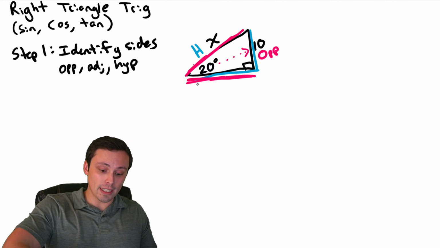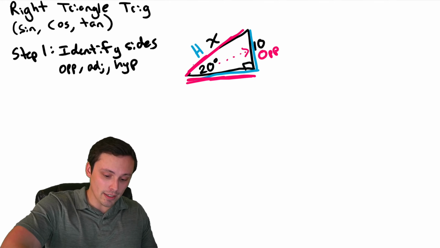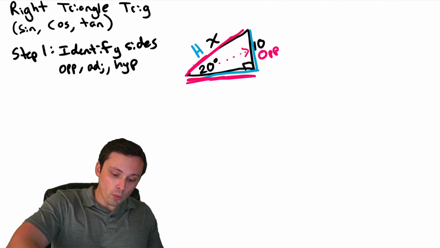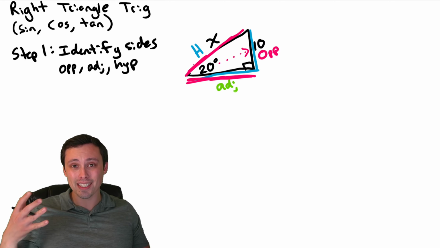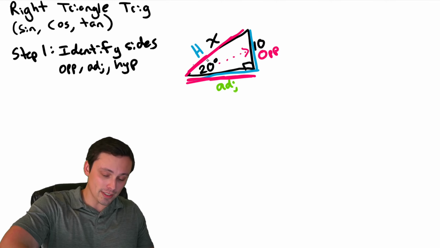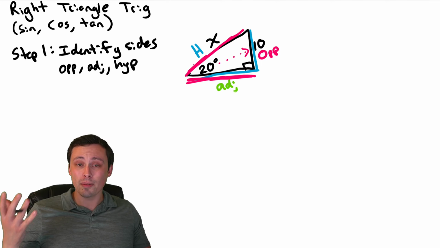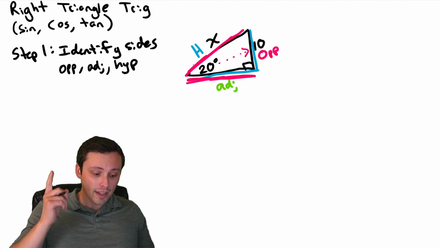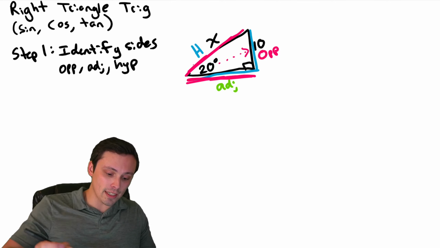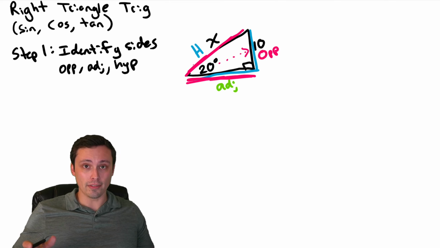Identify the two sides that create your angle; the other one's the opposite side. Now there's only going to be one side left over, and just call that side the adjacent side. Technically that means next to, and it's the side next to your angle that's not the hypotenuse. But if you just identify the hypotenuse and the opposite side first, the last one left over is adjacent. This is step one. Do this every time when you're first learning how to do these if you're having trouble.